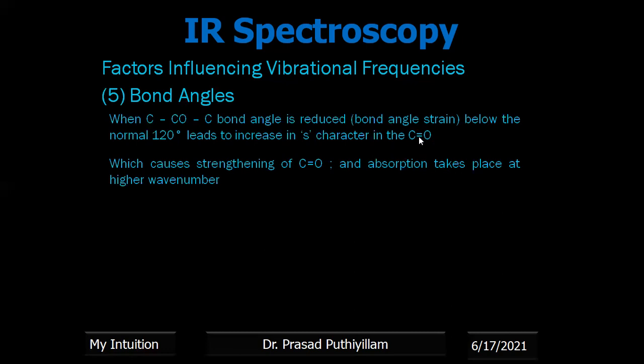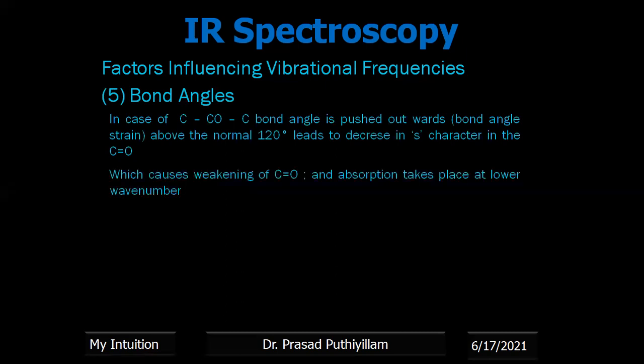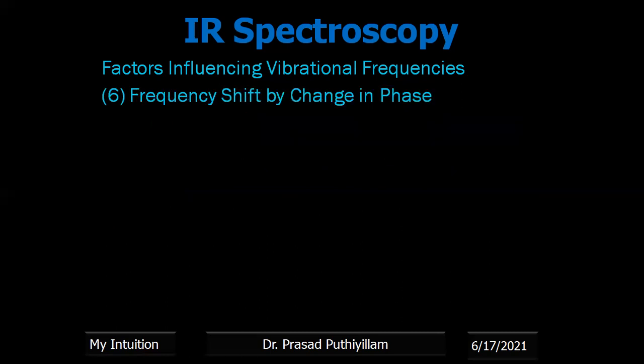It increases the bond strength, or the pi electron cloud density increases, and because of that, absorption takes place at a higher wave number. An example is cyclobutanone. Another example: if the bond angle widens or is pushed out, again due to bond angle strain only, and the bond angle increases beyond 120 degrees, there will be a decrease in s character or an increase in p character, which weakens the C=O double bond, and absorption takes place at a lower wave number. An example is di-tertiary butyl ketone.